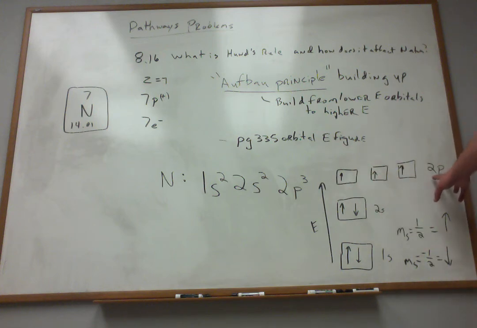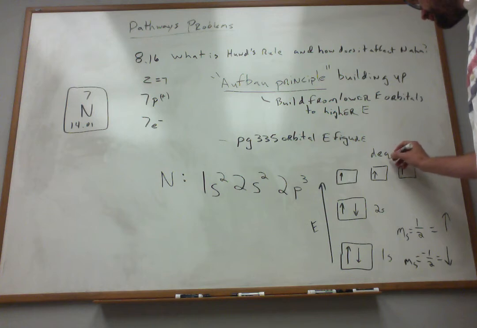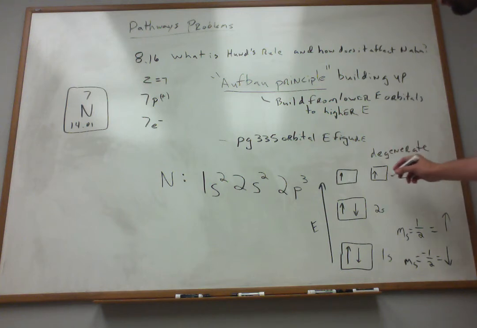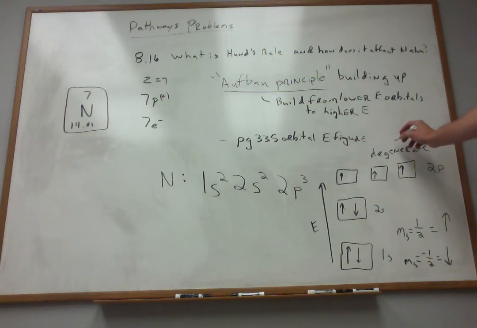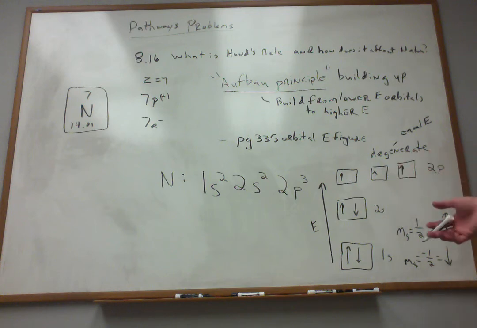Now, these 2p orbitals we're going to consider to be degenerate. Degenerate is a kind of important word that you hear thrown around in this chapter. Degenerate basically means they're equal energy. So each p orbital has the same orbital energy. They're degenerate, we could say. So there's not really an advantage to putting an electron here relative to here because they're all the same.